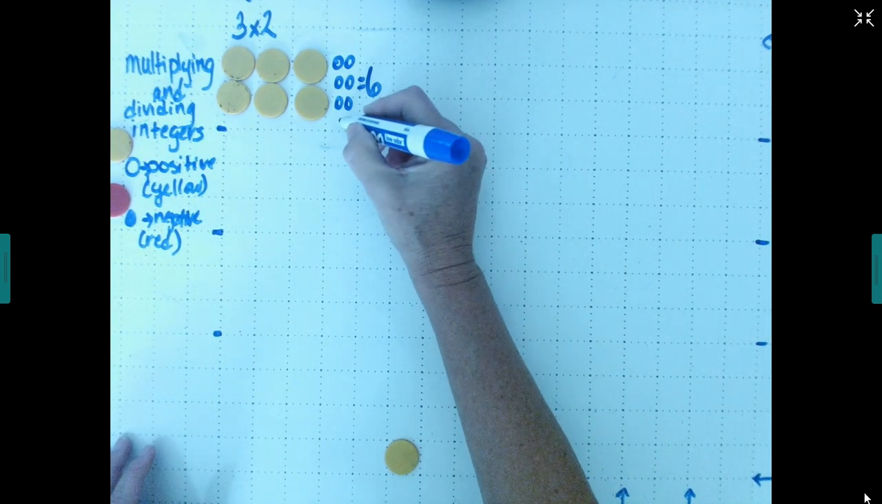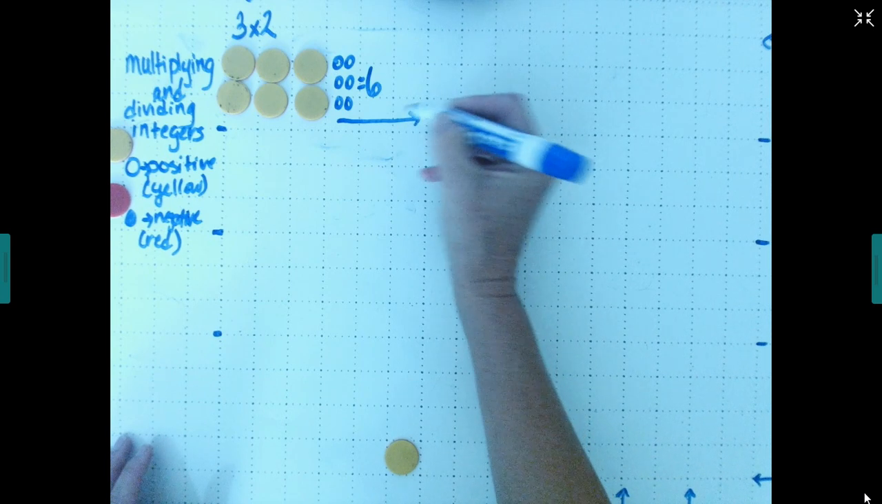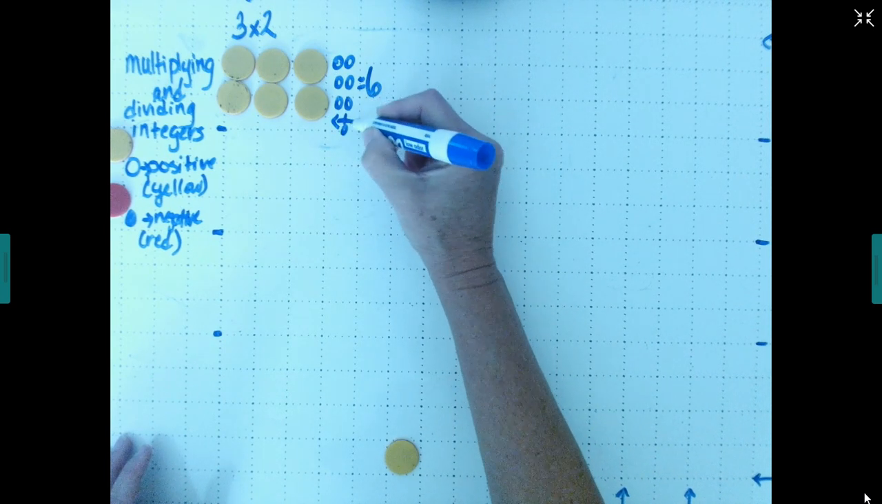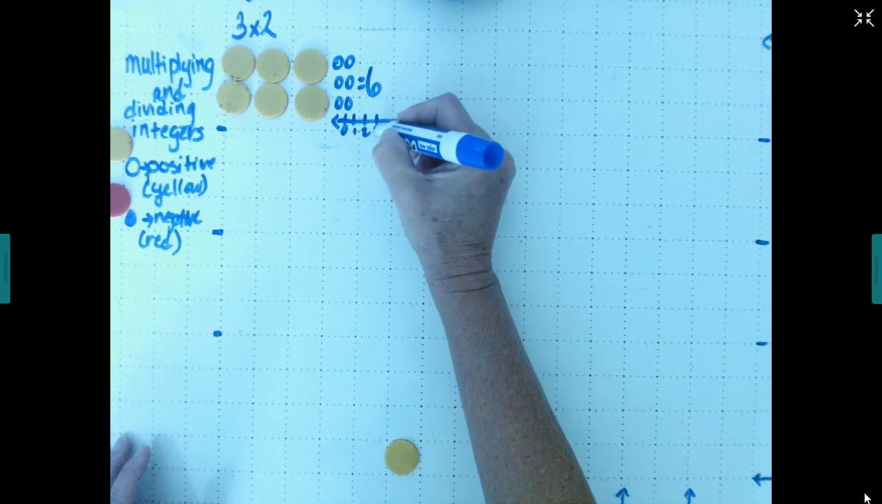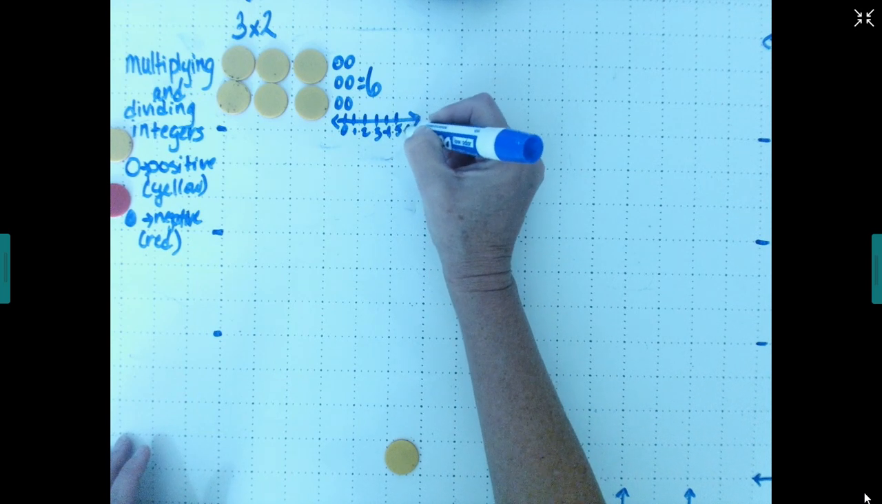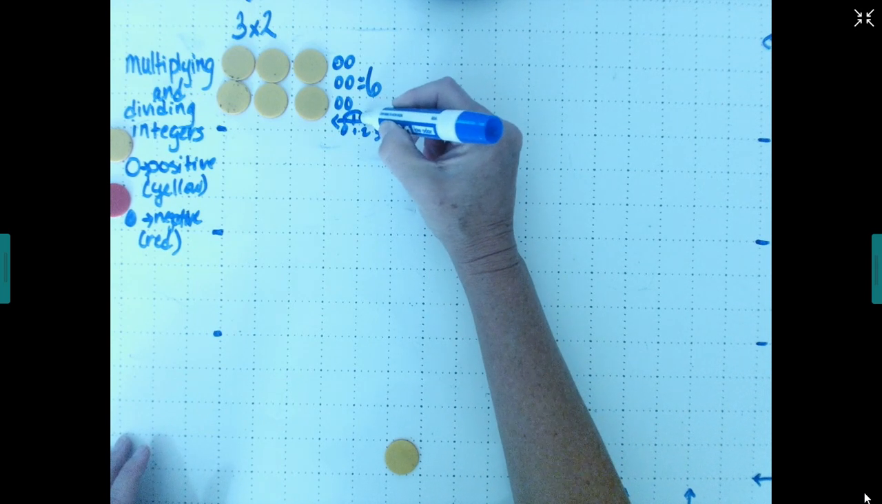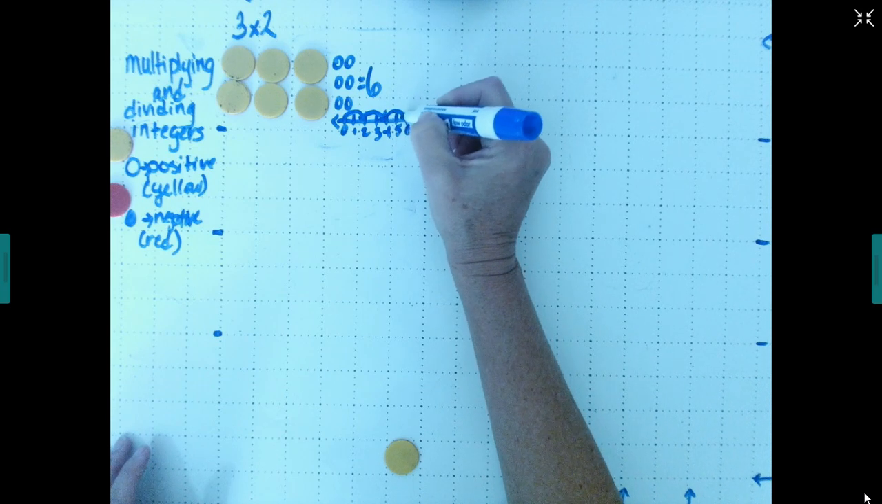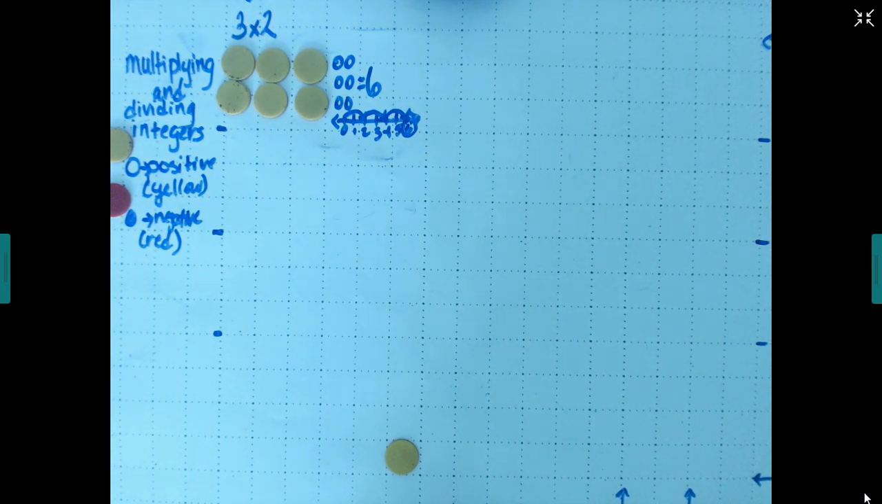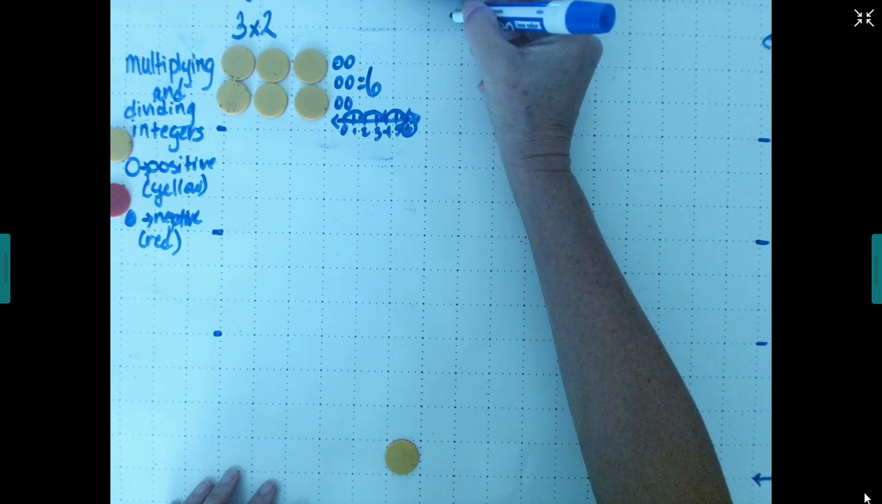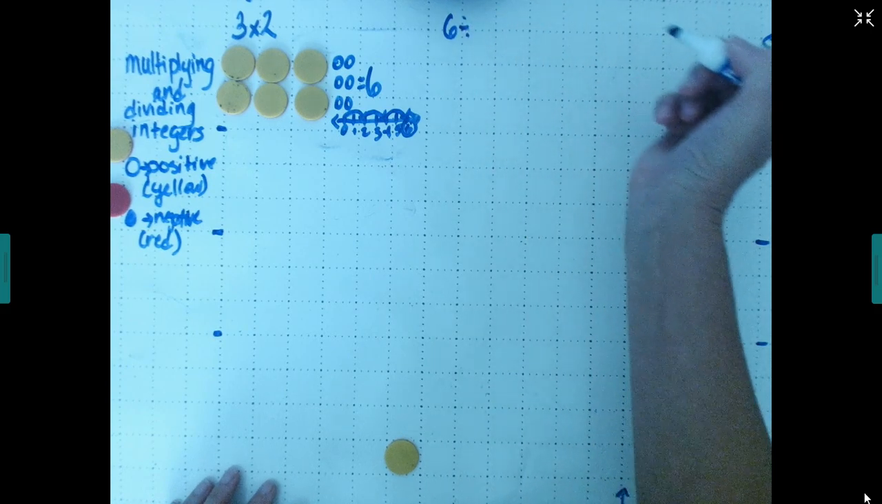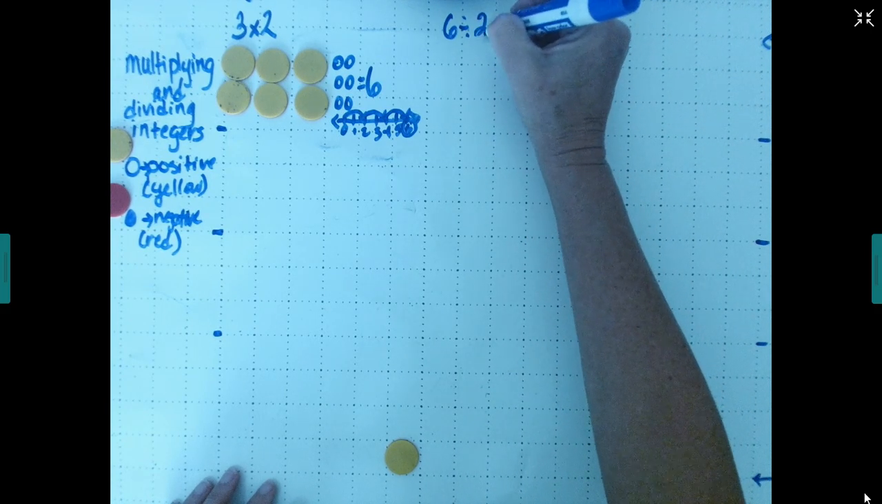Now, if we want to see that on the number line, we're going 1 group of 2, 2 groups of 2, 3 groups of 2, and we land on our 6. Okay, so we're going to do our division and showing a relationship between division and multiplication as we look at these integer operations. So let's look at 6 divided by 2.